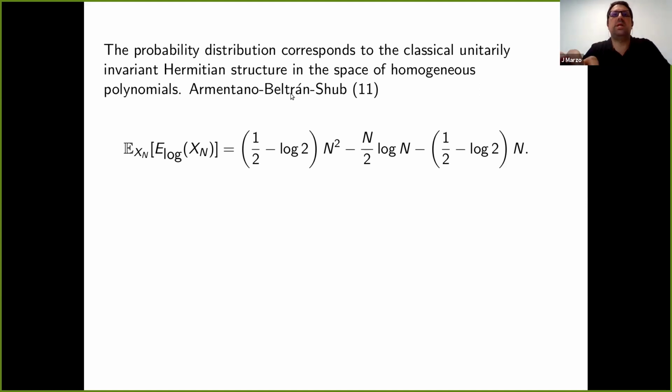So Armentano, Beltrán, and Shub were able to compute exactly the expected energy, well, logarithmic energy in this case. Okay, so you have this very nice closed expression with just three terms. But the difficult thing here was that this Riemannian approach is difficult to extend to other Riesz energies.